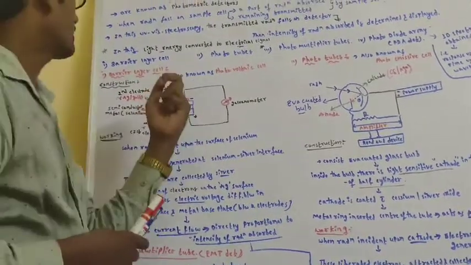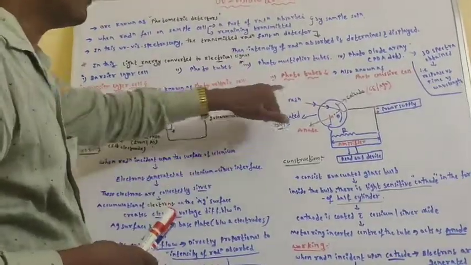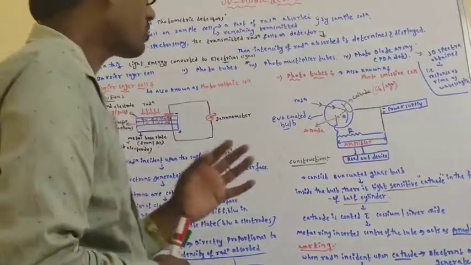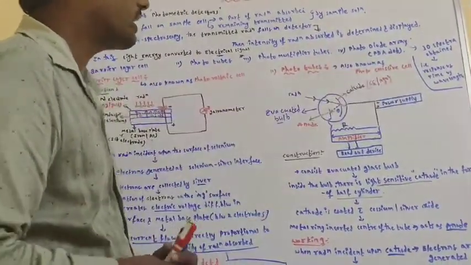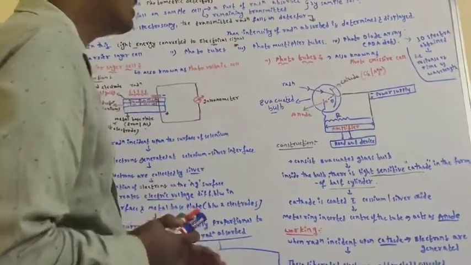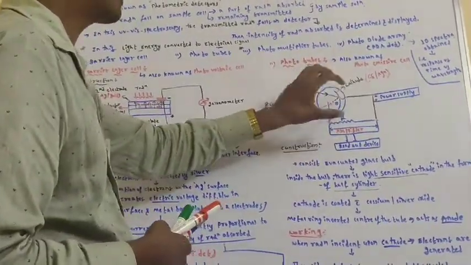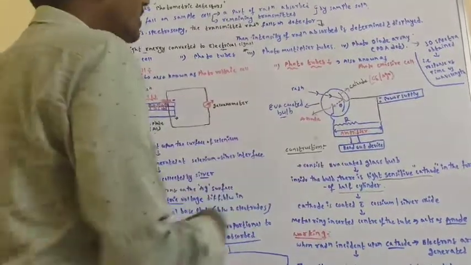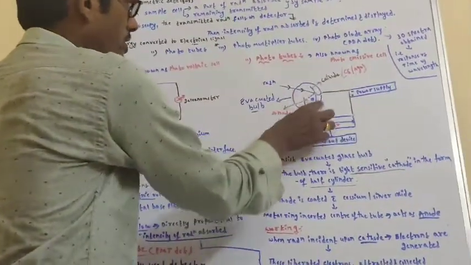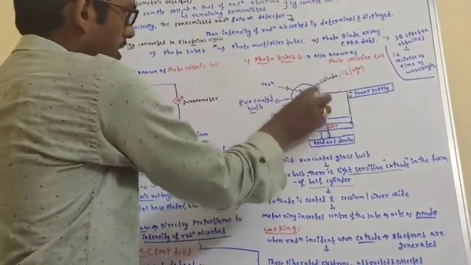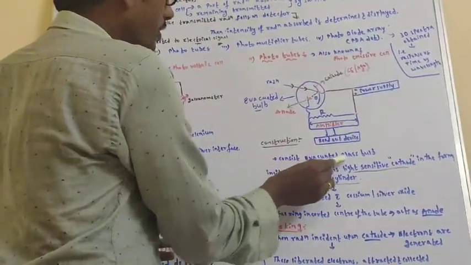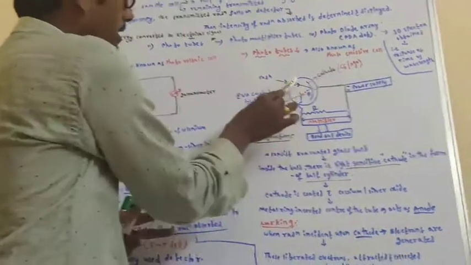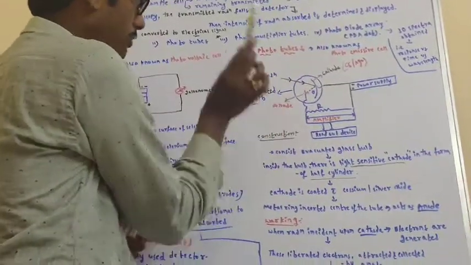Then the second detector is the phototube. It is also known as the photoemissive cell. Here this is the construction of the phototube. You can see this is the evacuated tube. This tube consists of an evacuated glass bulb.